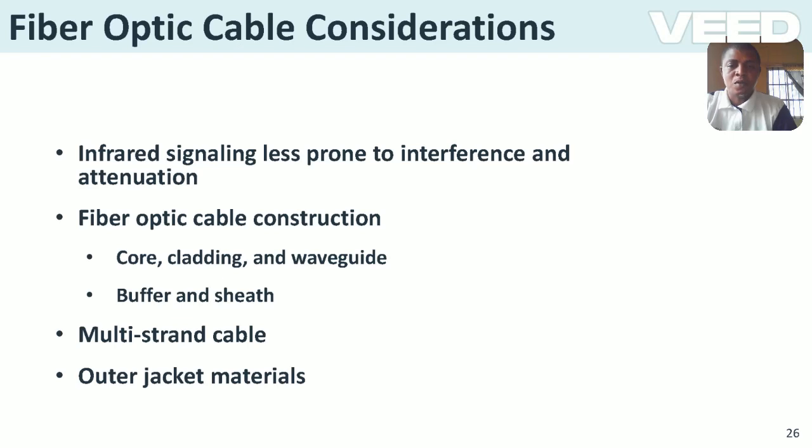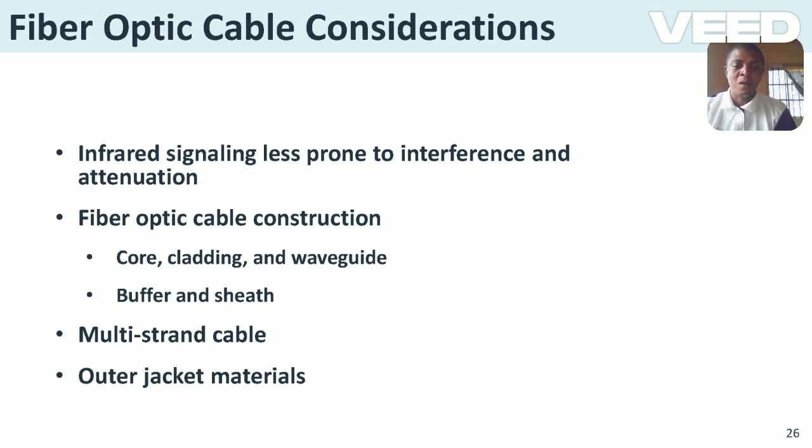Fiber optic cabling considerations. When we are talking about fiber optic, there are many advantages it has over other cable types. The infrared signal is less prone to interference and attenuation. So that is one of the advantages, and this gives the fiber optic room to operate over very long distances. Nothing can affect the signals because it is using an infrared signal.